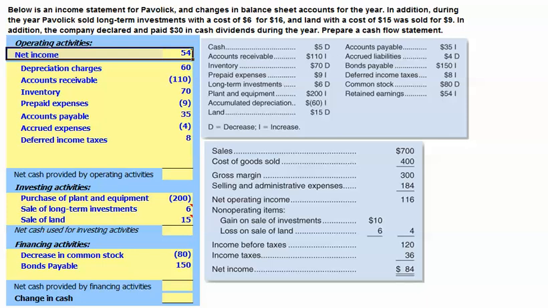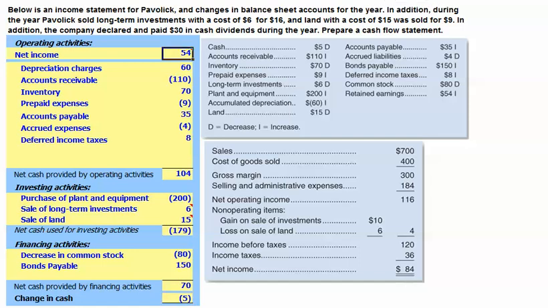We've picked up all of the changes in the balance sheet accounts, so now we can sum up the cash flows in each one of the sections of our cash flow statement. Cash provided by operating activities is $104. The net cash used by investing activities is $179, and the cash provided by financing activities is $70. This gives us a change in cash of a $5 decrease, which agrees with the $5 decrease on our balance sheet.